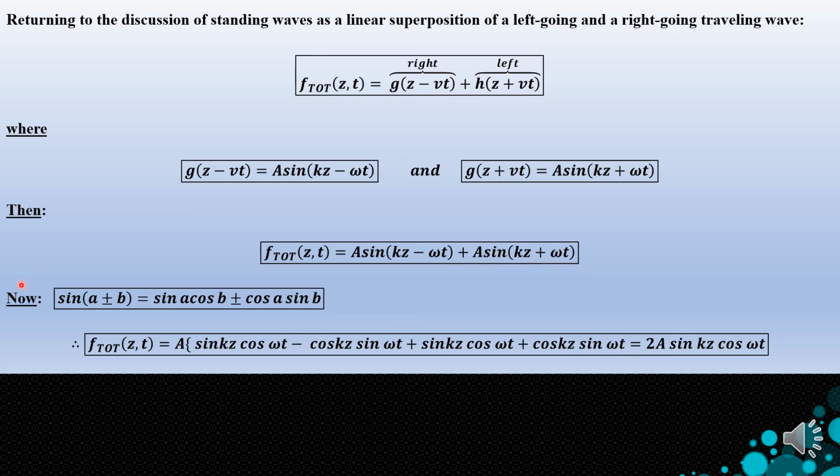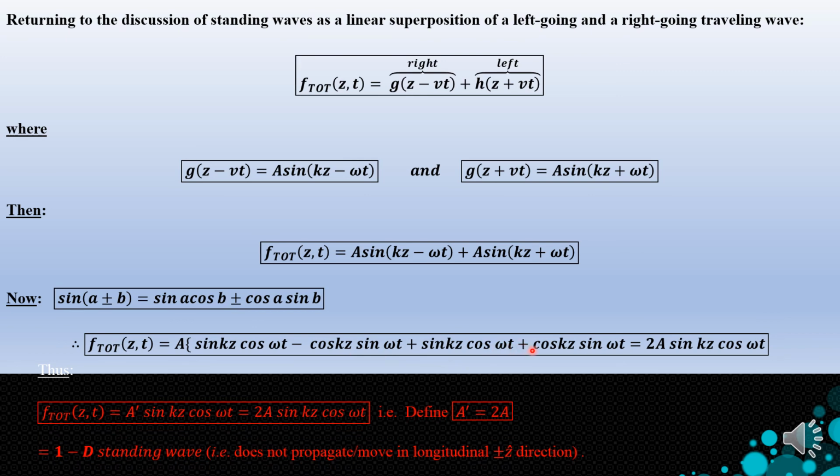Now, as we know that sin alpha plus beta is equal to sin alpha cos beta plus cos alpha sin beta, and sin alpha minus beta is equal to sin alpha cos beta minus cos alpha sin beta. By putting the values, f total of z of t is equal to a into sin kz cos omega t minus cos kz sin omega t plus sin kz cos omega t plus cos kz sin omega t, which is equal to 2a sin kz cos omega t. Thus f total of z of t will be equal to a prime sin kz cos omega t, which is equal to 2a sin kz cos omega t.